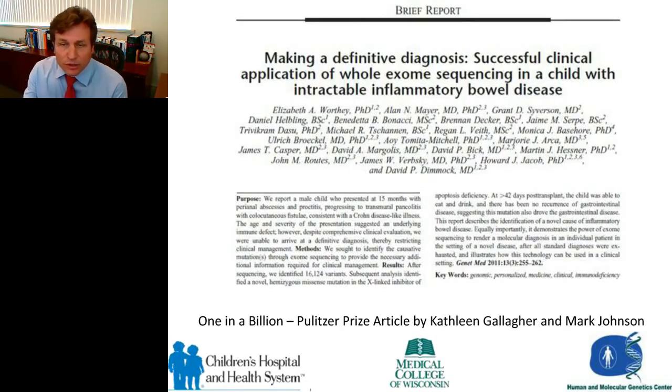The paper was published. We had a very difficult time publishing this. It was published in Genetics in Medicine, but because it was an N of 1 and it was pretty early in these days, we had a tough time. If you're having trouble sleeping at night, I guarantee you that you can fall asleep reading the paper.